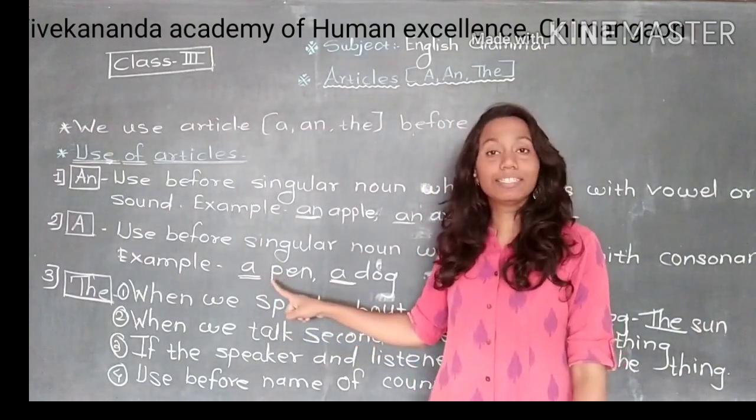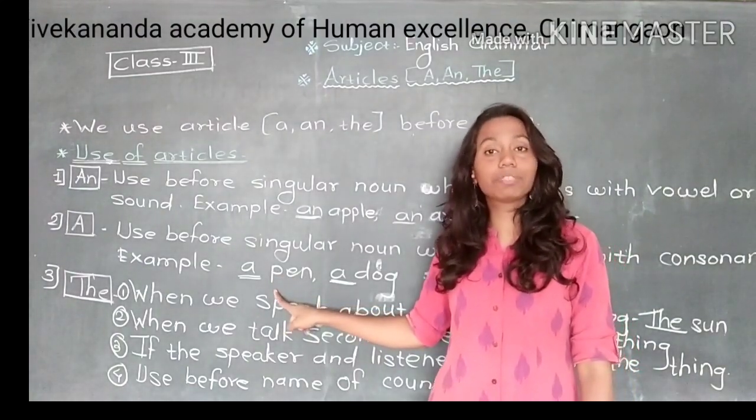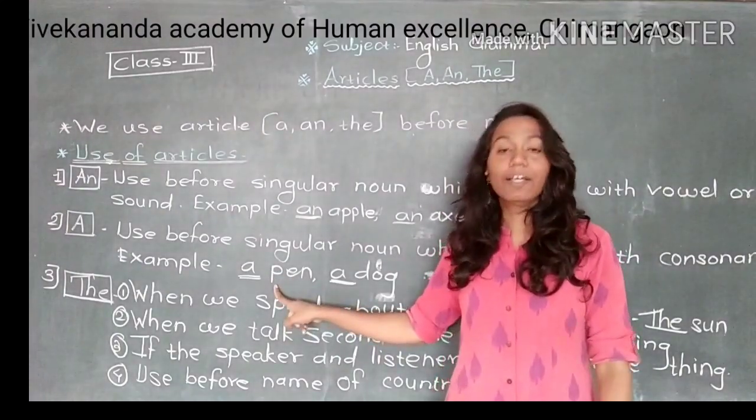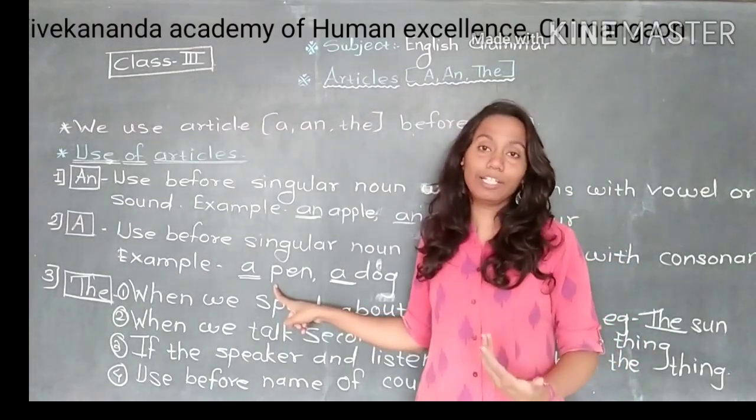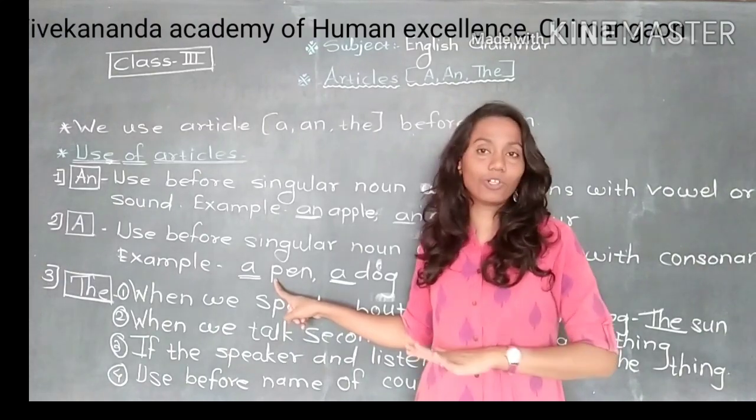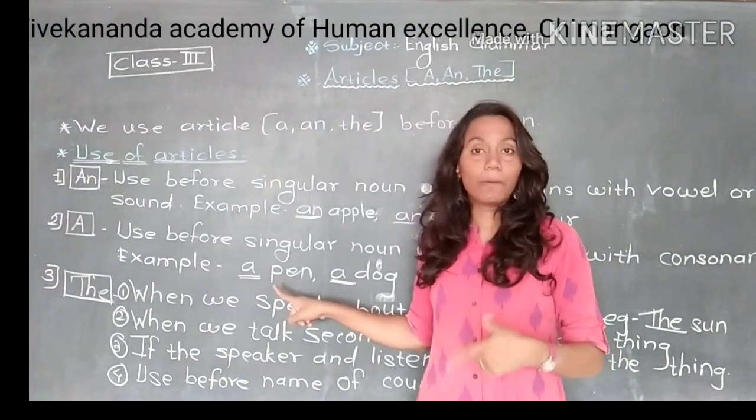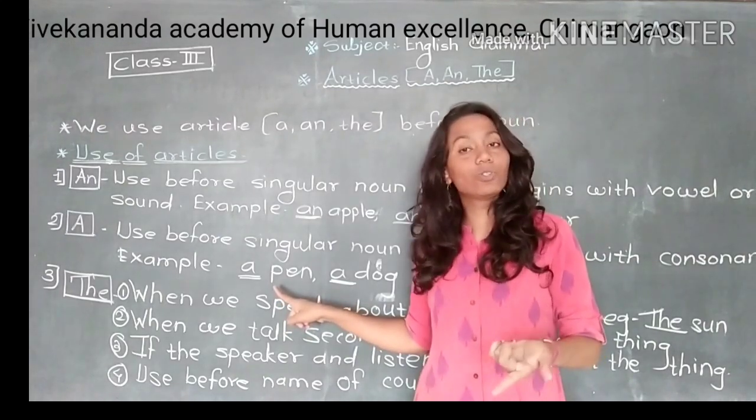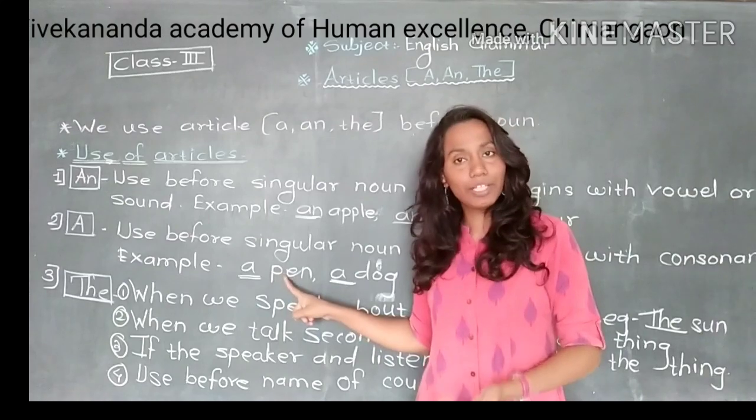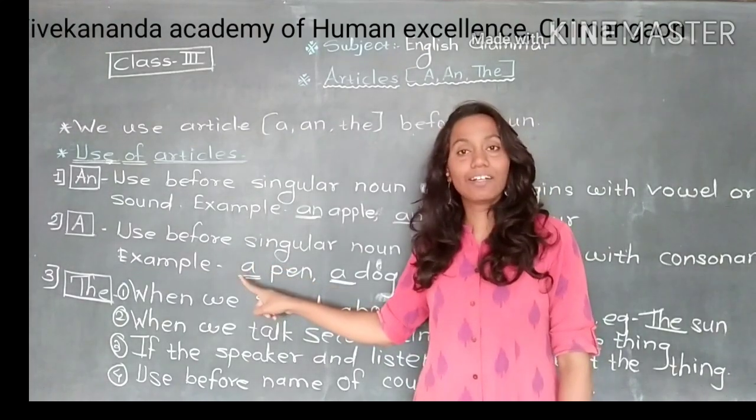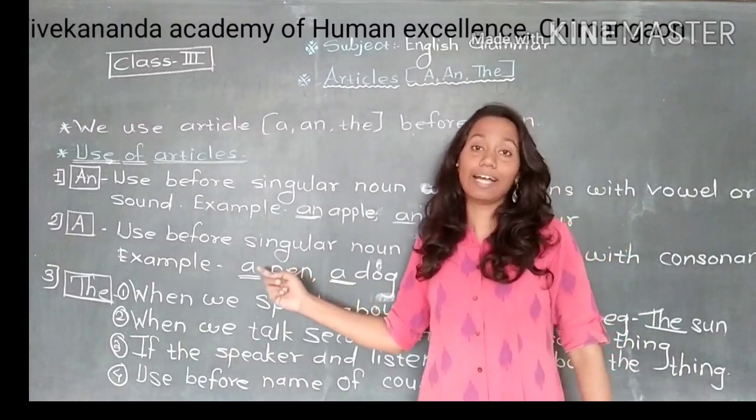Now see this word, P-E-N. Just check the first letter of this word. This is P. Now P, is this a consonant or a vowel? This is a consonant, not a vowel. Also read the word pen. So this is also a consonant sound. This word begins with a consonant sound, so here we will write a pen. This way we will use this article here.